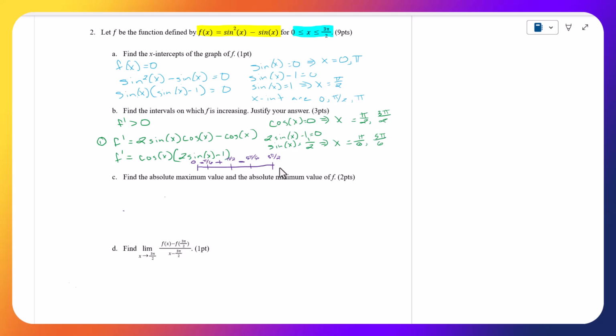And then from pi over 6 to 3 pi over 2, let's choose pi. Pi is the easiest one to choose here. Cosine is negative. Sine of pi is 0. This is negative 1. So negative times a negative, that's going to give us a positive. And boom, we did our number line.